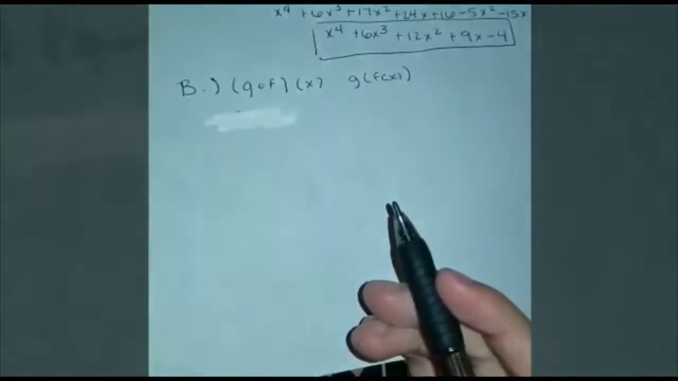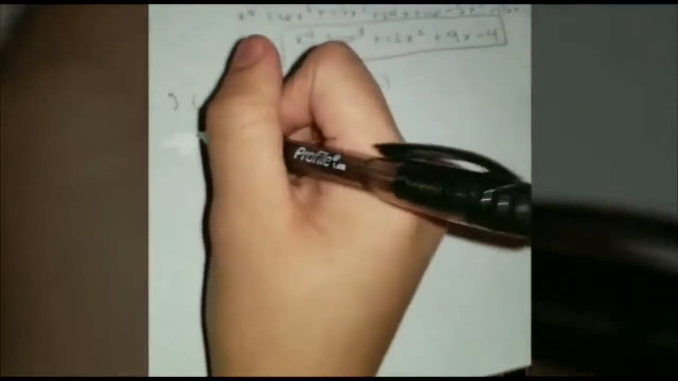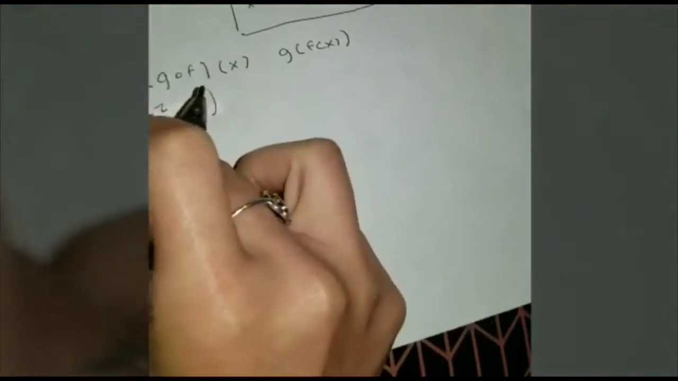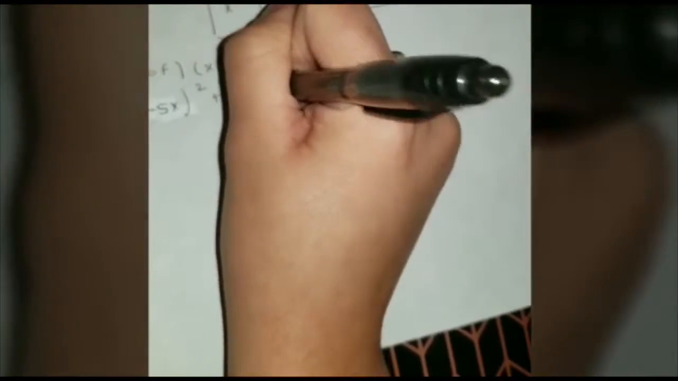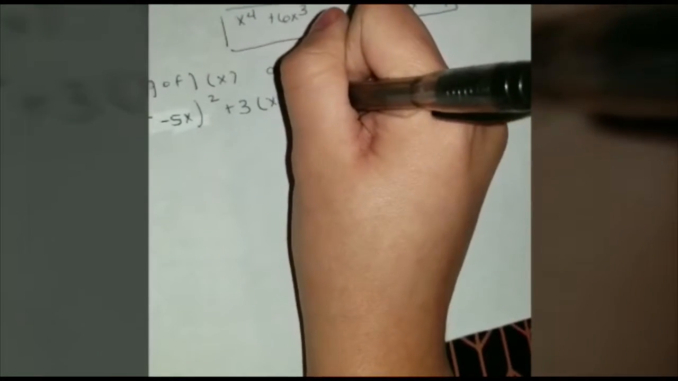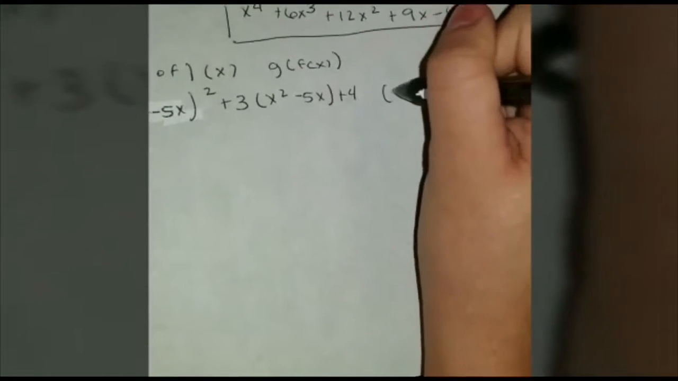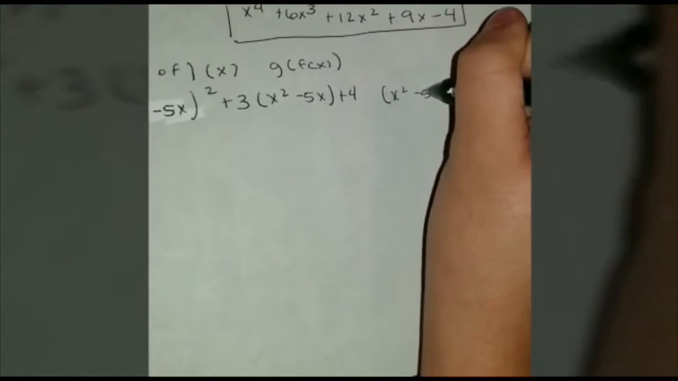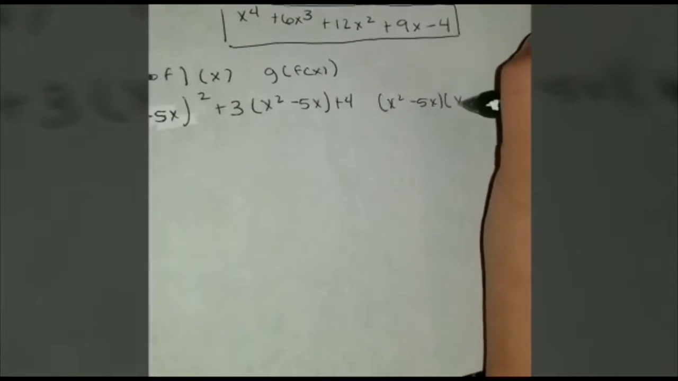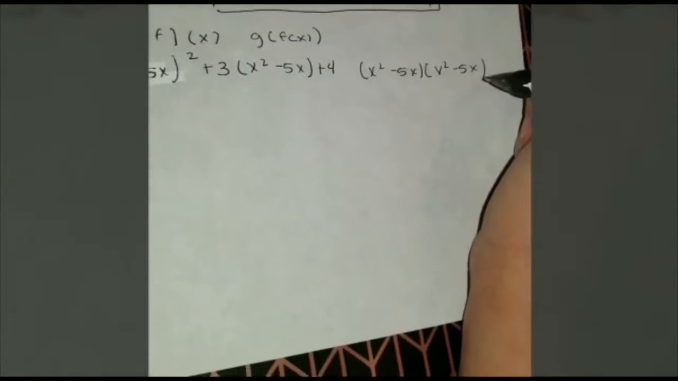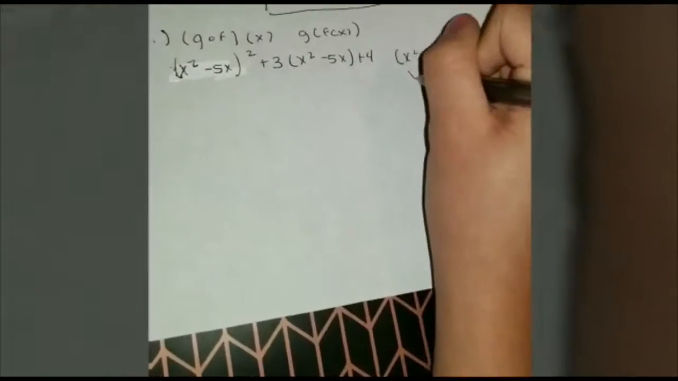And then now we're going to move to part B, which is g of f of x. So you're going to plug in f of x inside of g. So it's going to be x squared minus 5x, squared, plus 3 times x squared minus 5x, plus 4. And like I said before, you're going to end up doing the FOIL method. So it's going to be x squared minus 5x times x squared minus 5x. And like the previous problem, you're going to end up doing the arithmetic.